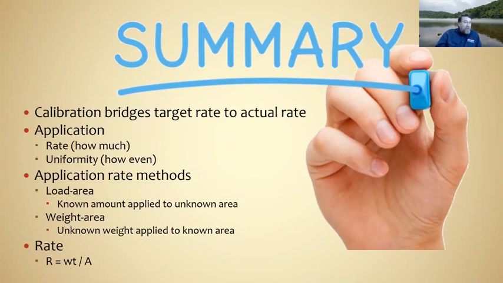The application, we need to think in terms of rate, which is how much, and uniformity, how even. And on top of that, during the application, we need to think about what time it needs to be applied. And you've got the two different application methods that you're going to possibly use. And really, both of them will end up at your rate, which is the amount per area.